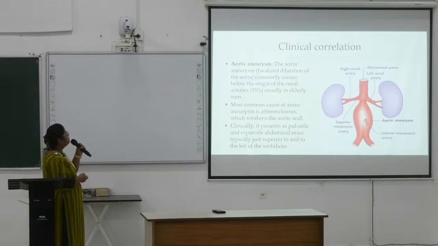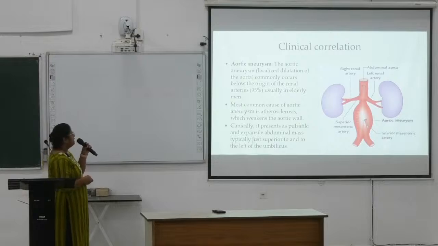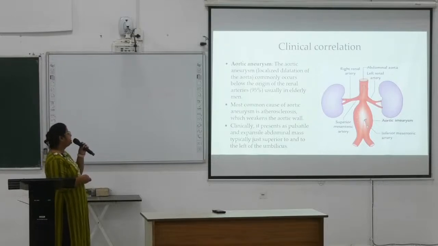Okay. Most common cause of aortic aneurysm is atherosclerosis, which weakens the aortic wall, and clinically it presents as a pulsatile and expansile abdominal mass, typically just superior to and to the left of the umbilicus. Okay.